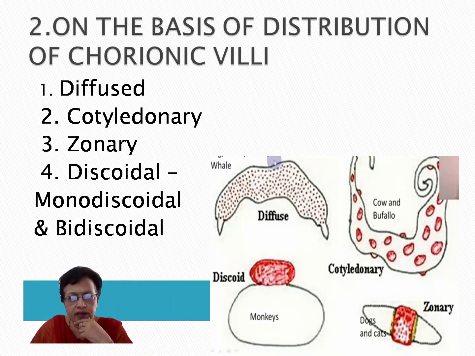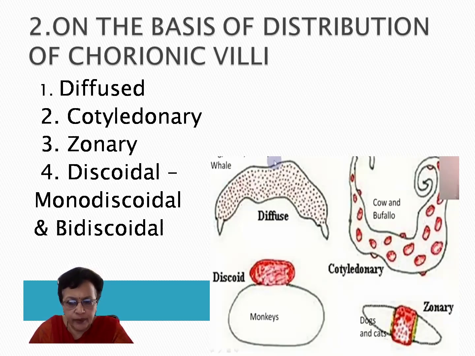So diffuse placenta is where the entire chorionic villi are distributed evenly in the entire endometrial wall, and such kind of placenta is called diffuse placenta, which is present in most of the animals like whale and even the ungulates like camel and other mammals like deer, etc.